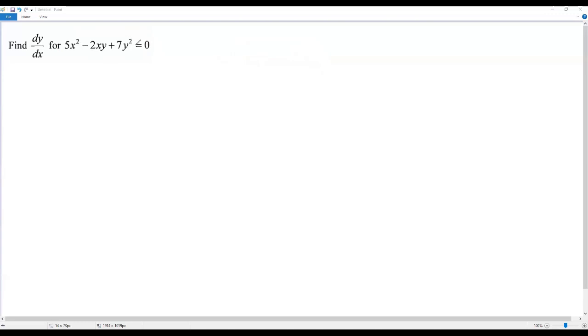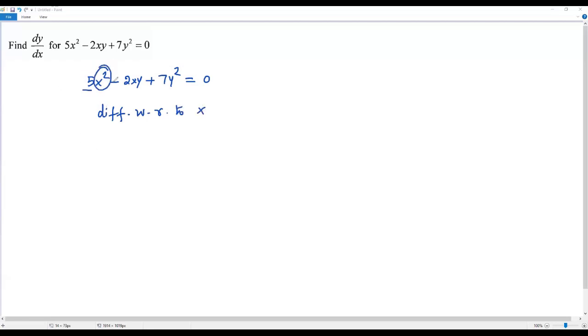Okay, so how do we find dy over dx for this one? First let's understand what dy over dx is. dy over dx means we have to find the derivative of y with respect to x. So what I have to do is find the derivative of this equation on both sides with respect to x, and then solve for dy over dx. Let me write the given equation as it is: 5x² − 2xy + 7y² = 0. Now let's differentiate with respect to x on both sides. Okay, now let's do the derivative of this one with respect to x.